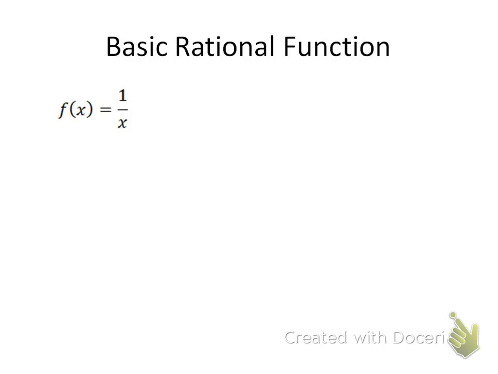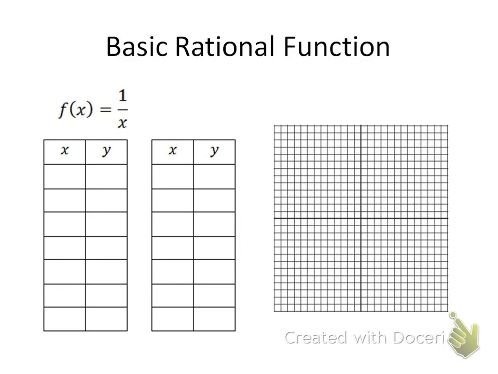I'm going to start with the basic rational function, and it actually goes with inverse variation, where we're going to have outputs, or y, equal to a constant over x, and we're going to make it the most basic constant, 1. So we're going to look at y equals 1 over x, and we're going to start using a t-chart. I've got a lot of t-charts out there because we're getting more complex.